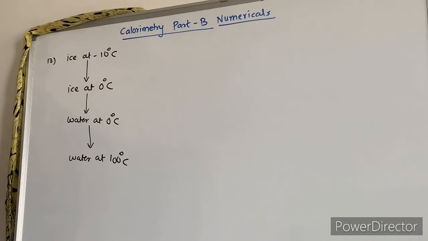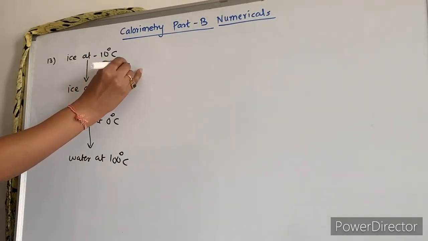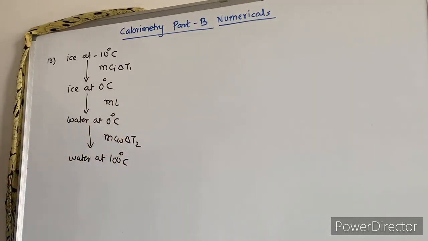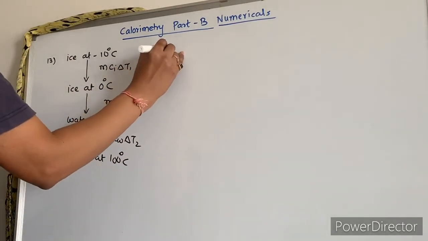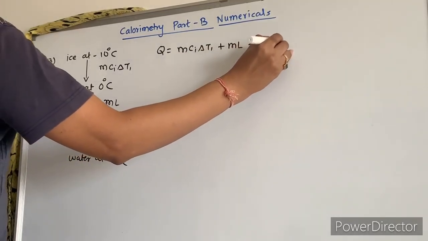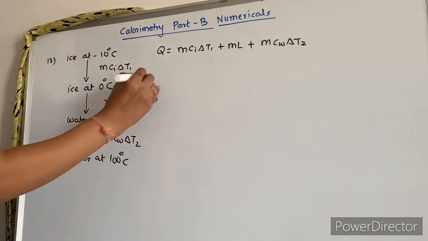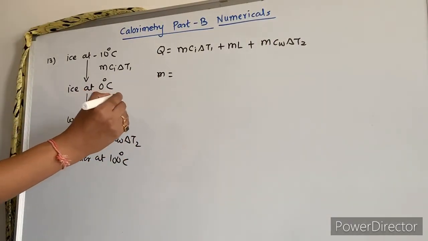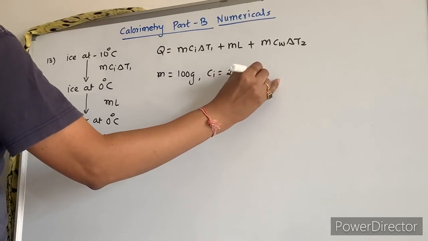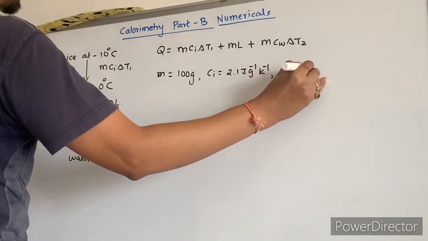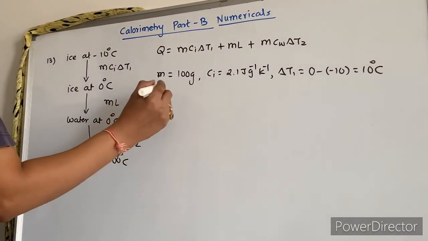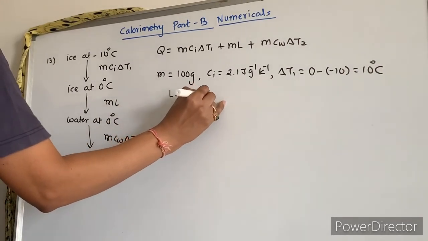Right? So over here, this is MCI delta T1, this is ML, this is MCW delta T2. Therefore total heat Q is equal to MCI delta T1 plus ML plus MCW delta T2. Now what is the given data? Mass is 100 grams. Your CI is 2.1 joule per gram per Kelvin. Delta T1 is 0 minus minus 10, that comes to 10 degrees Celsius. Your L is 336 joule per gram.